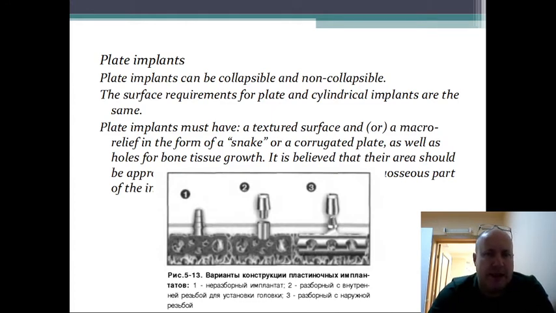Plate implants. Plate implants were introduced very long ago. Plate implants can be collapsible or non-collapsible. The surface requirements for plate and cylindrical implants are the same. Plate implants must have a textured surface and or a macro relief in the form of a snake and a corrugated plate, as well as holes for bone tissue growth.